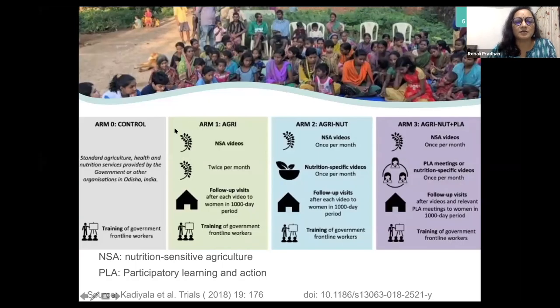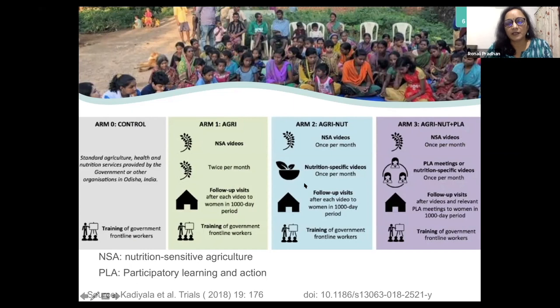Please. So these are the four intervention arms. Each arm consisted of 37 clusters, and each cluster consisted of 1, 2, 3 villages. So first is the control arm, and in arm one, we had self-help group women who come together twice in a month to see two nutrition sensitive agriculture videos. And in arm two, they see one nutrition sensitive agriculture video and one nutrition specific video.